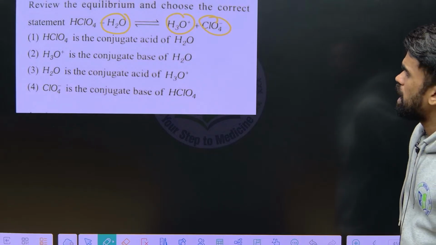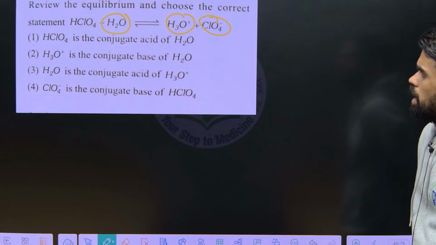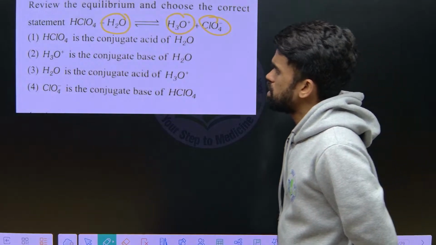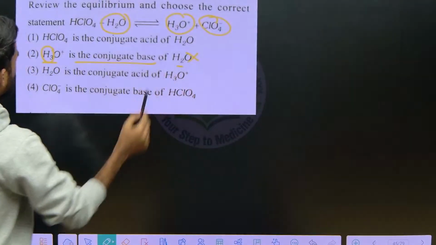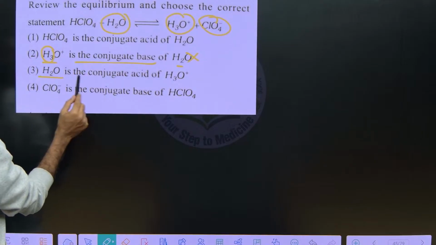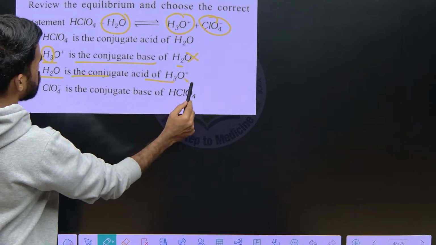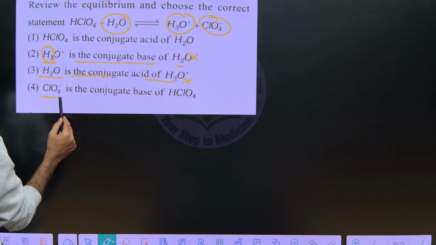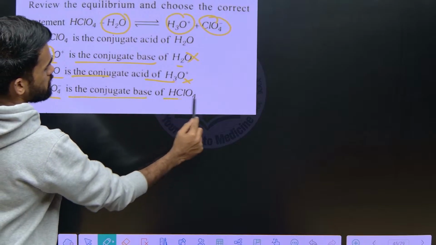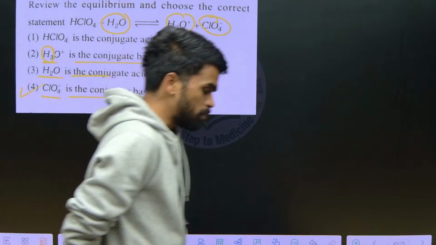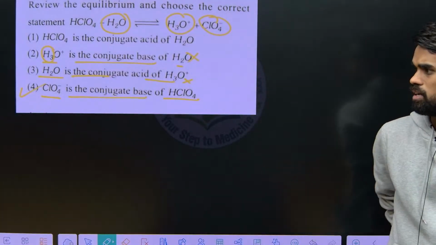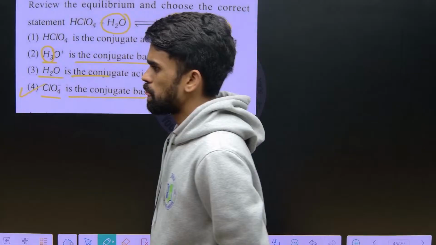HClO4 is a conjugate acid of water? No. H3O+ is a conjugate base of H2O? No. See, an acid will always have one proton more than its base. Okay. So H2O is a conjugate acid of H3O+? No. ClO4− is a conjugate base of HClO4. So option 4 will be the perfect answer for the question. Right, a very simple question it is.